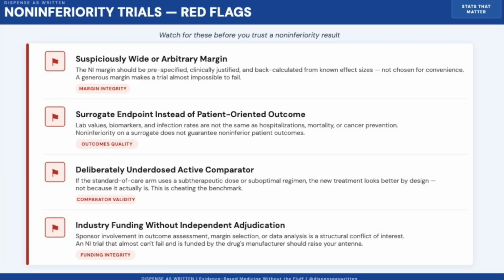Watch for these red flags. A margin that seems arbitrary or wide. A surrogate outcome instead of a patient-oriented one. An active comparator that's underdosed, that makes the new drug look better. And industry funding with no independent adjudication. Non-inferiority trials aren't inherently corrupt, but they could be gamed.